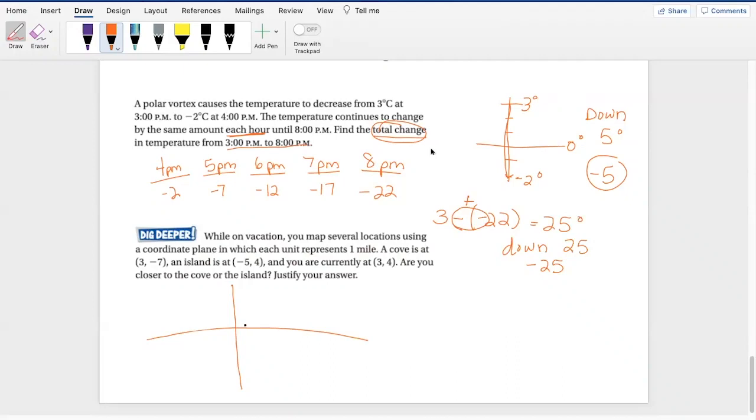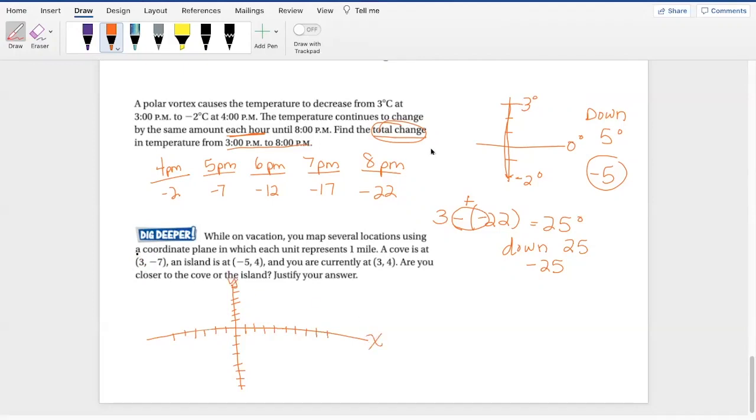A little reminder, anything to the right is positive, anything left will be negative. So -1, -2, -3, -4, -5. Anything up, +1, 2, 3, 4, 5, 6, 7. And then down would be our -1, -2, -3, and so on. So I'm going to plot this cove first. We're at 3, and we have our x and our y-axis.